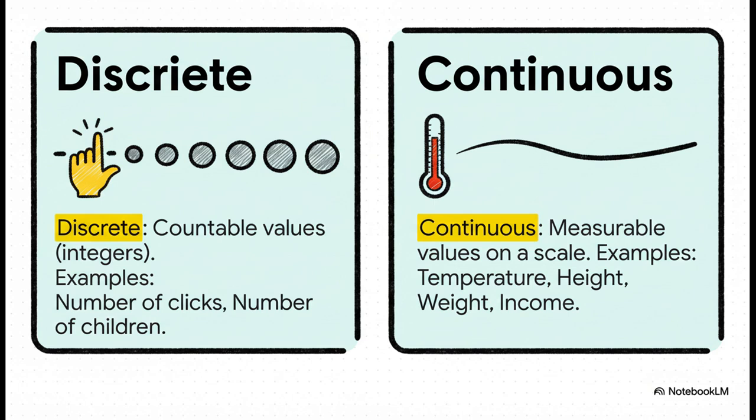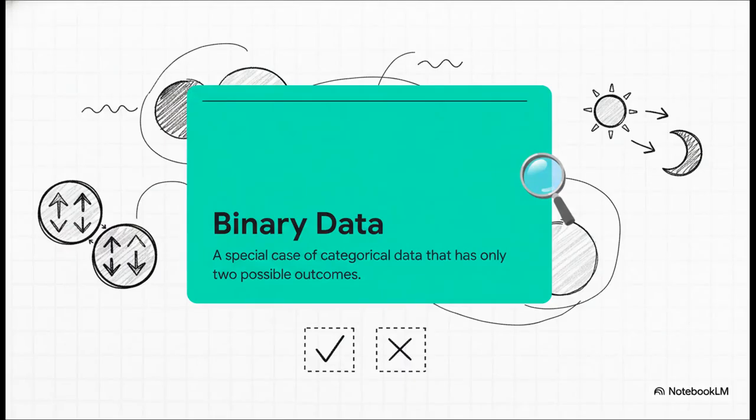Then you have continuous data, which can be any value within a range, like temperature or a person's height or weight. And finally, we have binary data. This is the simplest of them all.